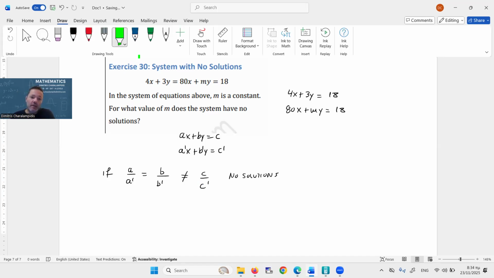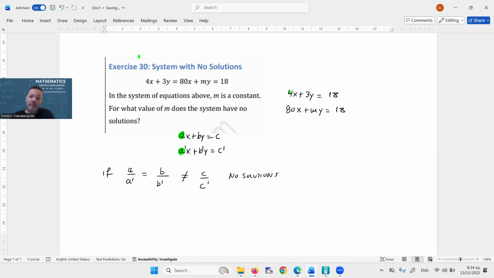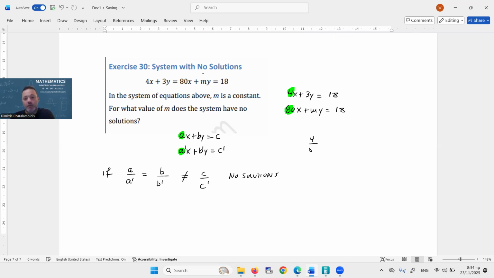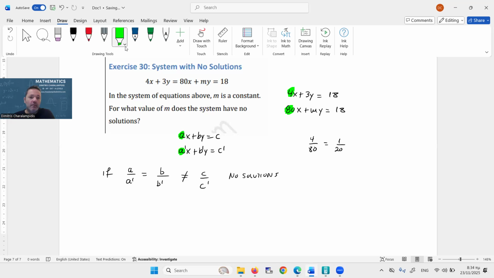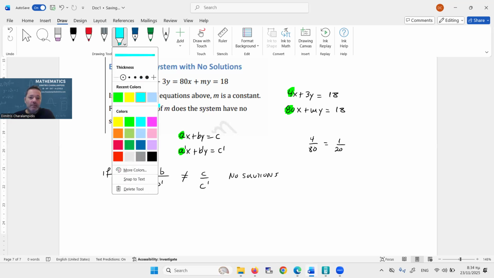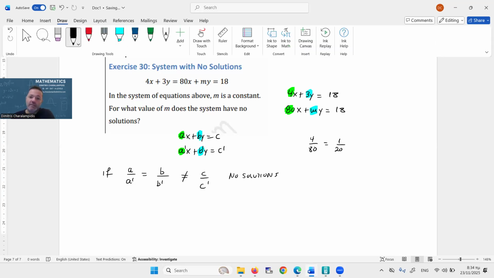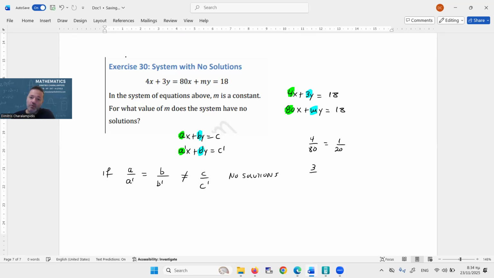And look, the a's are the coefficients of x. So 4 over 80 is equal to 1 over 20. Then the b's are the coefficients of y's. This means that 3 over m should also be equal to 1 over 20, from where we can see that m should be 60 with a quick cross multiplication.